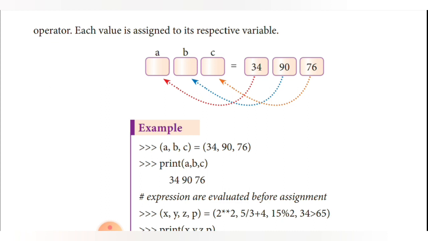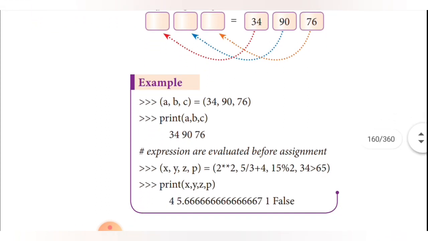Either we can give constant values directly, or we can assign any expression to the tuple variables. Now you can see how expressions can be assigned to the tuple variables x, y, z, p. Here 2 power 2: the double asterisk symbol is used for the power operator. How is it calculated? 2 into 2, the value is 4. The number 4 will be stored in the variable x.